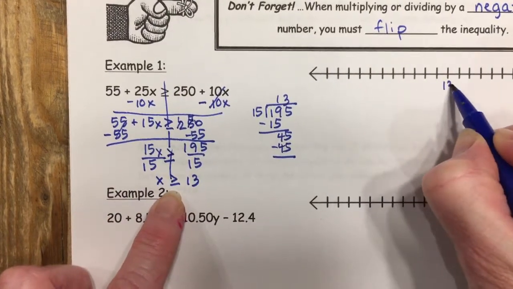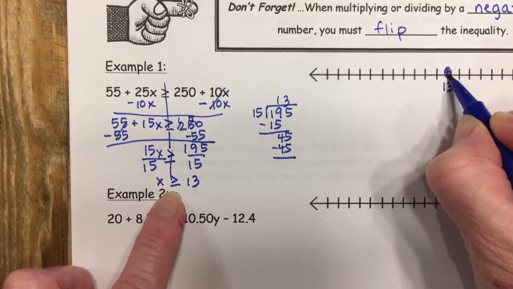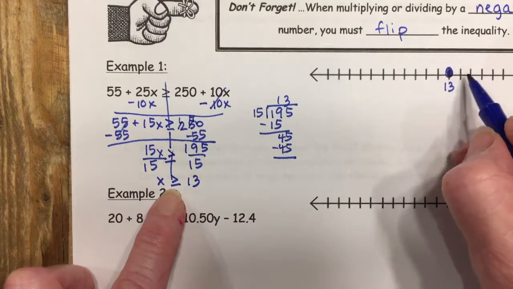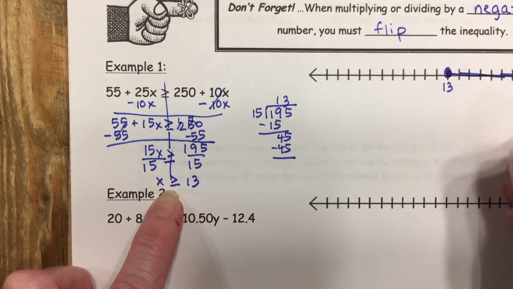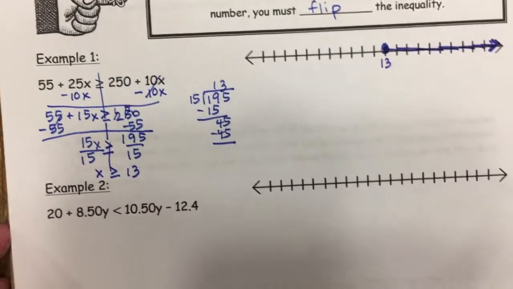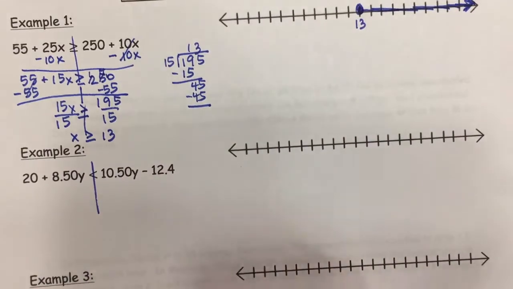So when I get ready to graph it, I'm going to circle 13. It's equal to, so I'm going to color that in. It's a closed circle. The numbers that are greater than 13 will be to the right. Okay. All right, on the second example, I'm going to start by cutting my equation in half.